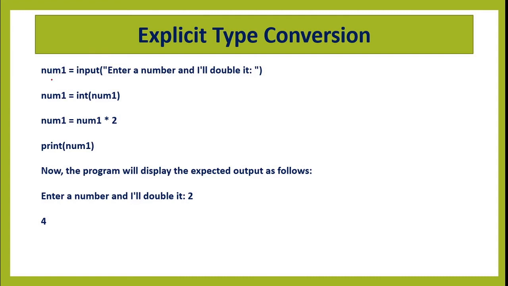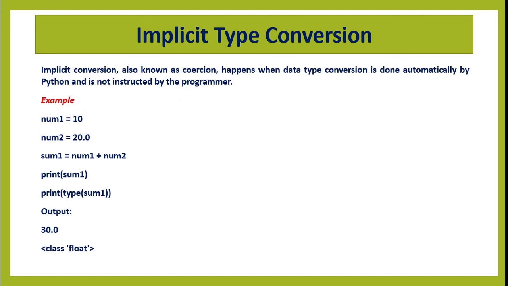See here: num1 = int(input("Enter a number and I will double it")). Here we are trying to get the input from the user, and after that we are doing the type conversion using the int function. So now the num1 value is changed into an integer value, and the output will be 4, not 22. So this is explicit type conversion.